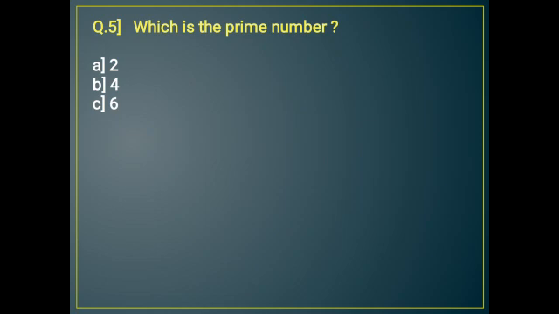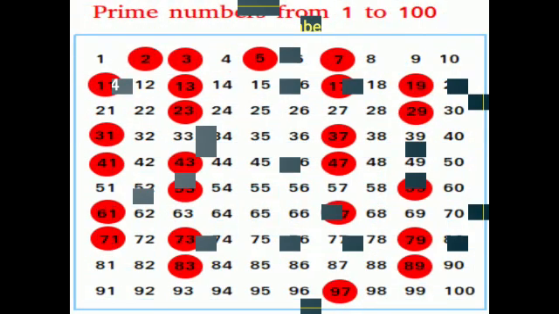Or we can say the number's factors are 1 and itself, we call them a prime number. So 2 goes in one's table and two's table. Yes or no? Then 4 goes in one table, two table and four's table. And 6 goes in one table, two table, three table and six table. So we can say that 2 is the prime number.